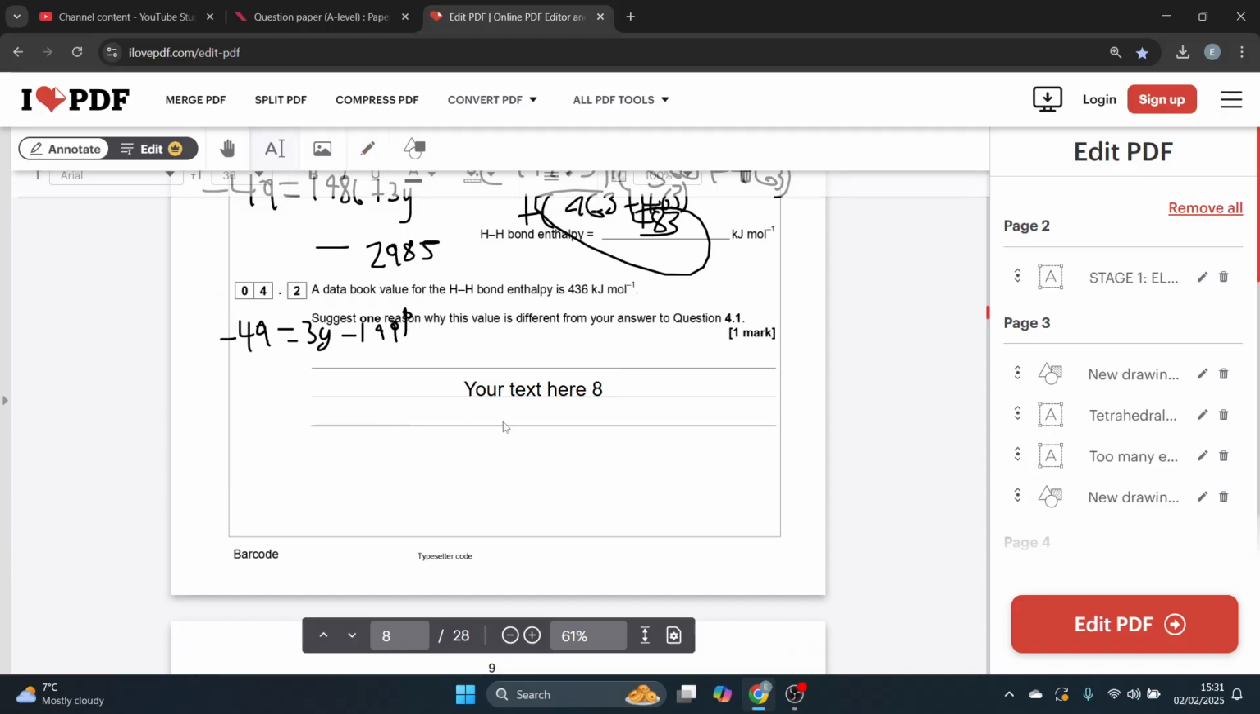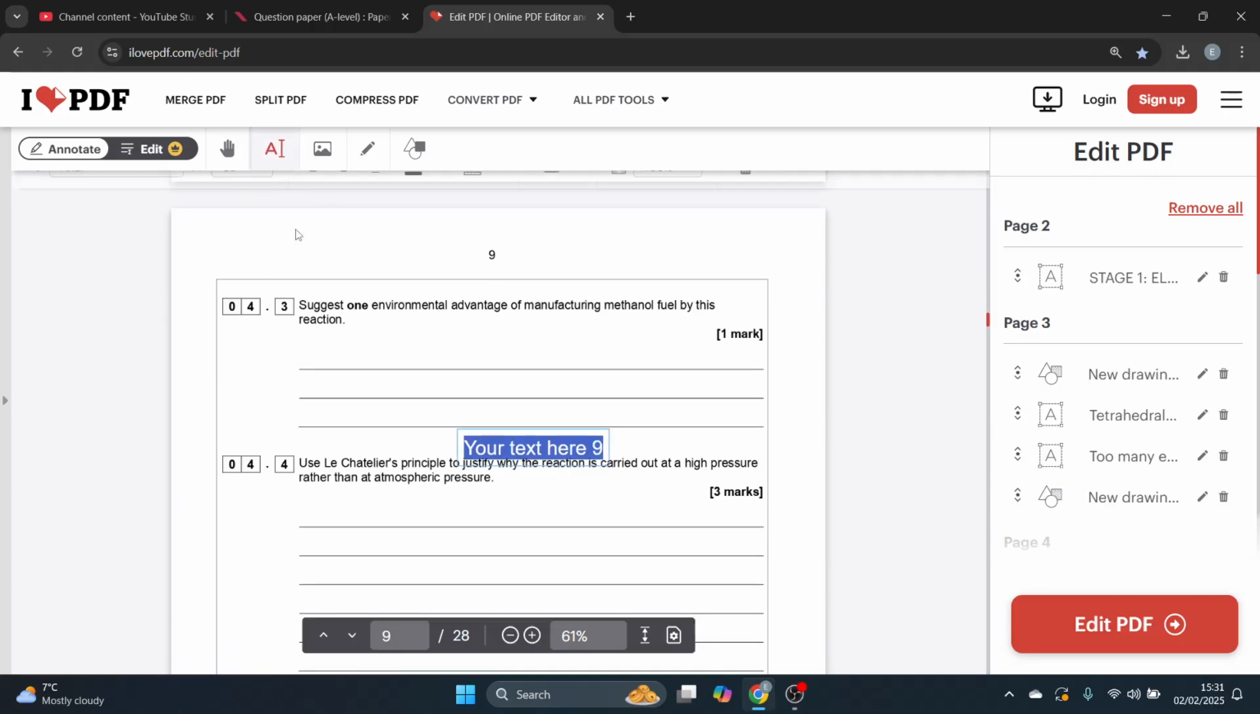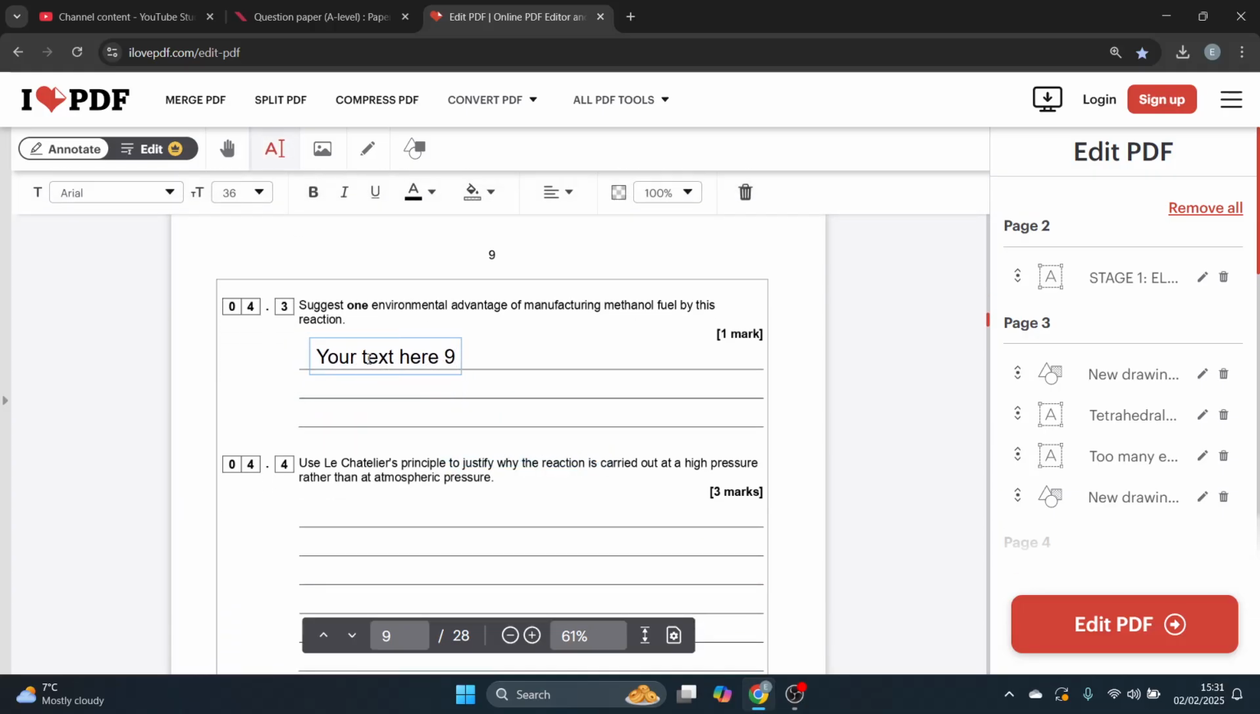Give just one reason why this value is different from your answer to question 4.1. The data book value is 436, and I got 483. The reason is that mean bond enthalpies are not the same as the actual bond enthalpies in carbon dioxide. Now, give just one environmental advantage of manufacturing fuel by this reaction.